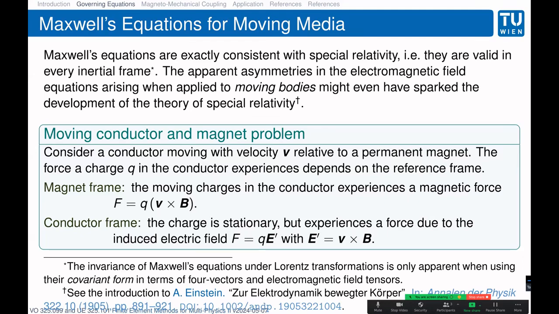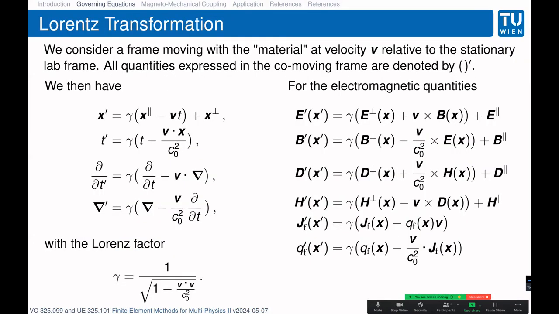So this is a very curious phenomenon, and it's described by the Lorentz transformation. We can consider the quantities either in the moving material frame that moves with our conductor, or we can write it in the stationary lab frame. Everything with the prime quantity is seen in the moving frame. Then you have certain relations that tell you how position, time, and the derivatives transform when you switch frames, and this is governed by the Lorentz factor.